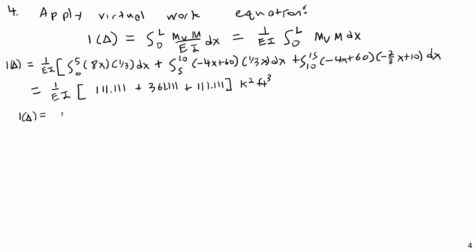is equal to 1 over EI times, if we combine all these together, 583.333 kip squared foot to the 3rd. Now, I need to take into account my E and my I. I need to convert those to compatible units. So the real problem is my length unit. I have feet here.